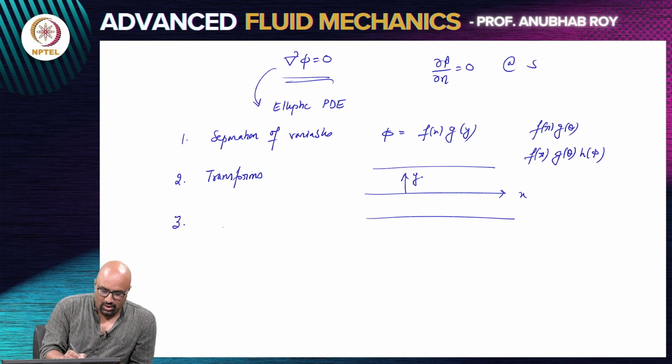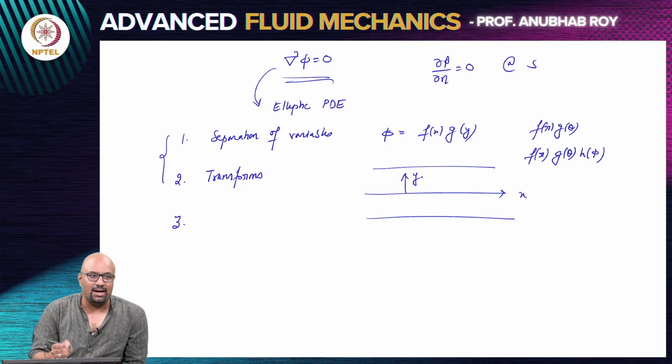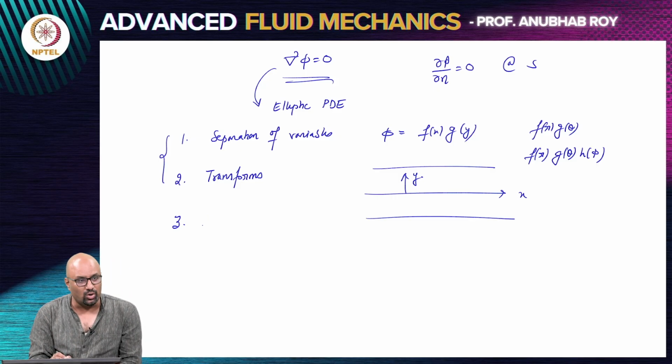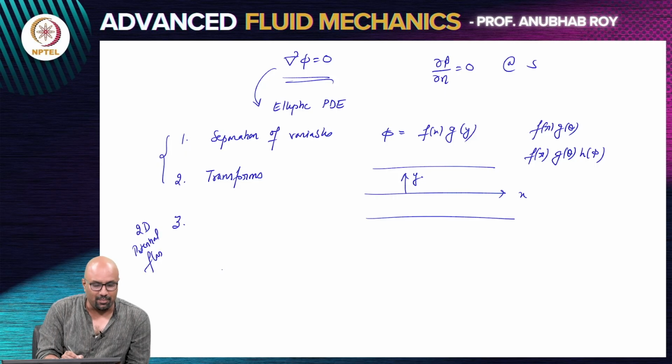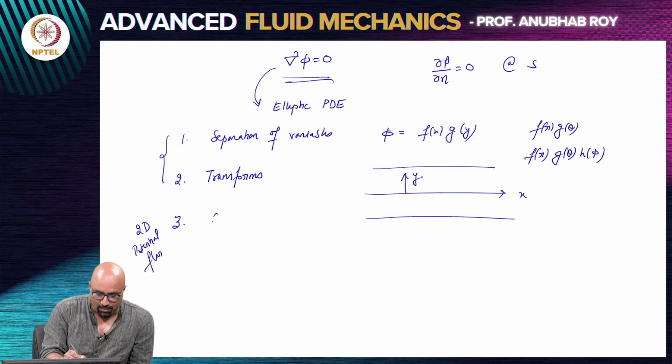There is also, so all these methods, the first and the second one, they can be done in any dimension. Whether you are doing it in 2D or in 3D does not matter. But if you are doing only 2D, so if you do 2D potential flows, then there is a method which is quite popular, which is using complex variables or theory of analytic functions.